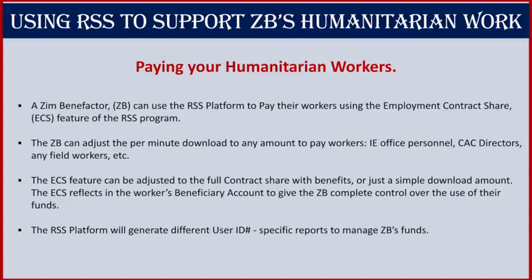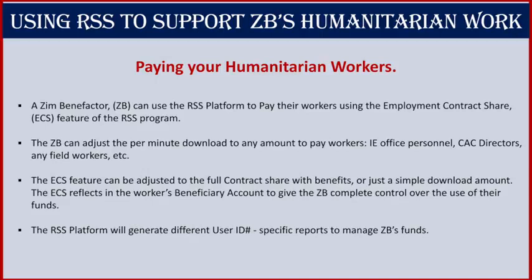Let's say a ZIM benefactor can use the RSS platform to pay their workers using the Employment Contract Share, ECS, feature of the RSS program. The ZIM benefactor can adjust the per minute download to any amount to pay workers, i.e. office personnel or CAC directors, any field workers, etc.